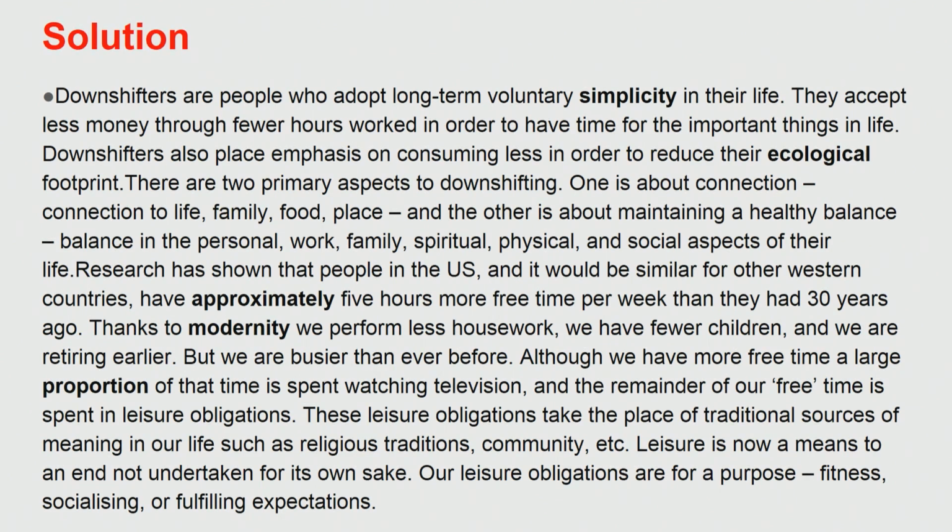There are two primary aspects to downshifting. One is about connection to life, family, food, place, and the other is about maintaining a healthy balance in the personal, work, family, spiritual, physical and social aspects of their life. Research has shown that people in the US, and it would be similar for other Western countries, have approximately 5 hours more free time per week than they had 30 years ago. Thanks to modernity, we perform less housework, we have fewer children, and we are retiring earlier. But we are busier than ever before.